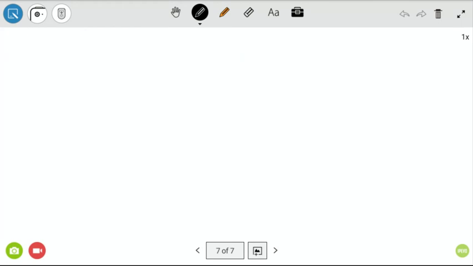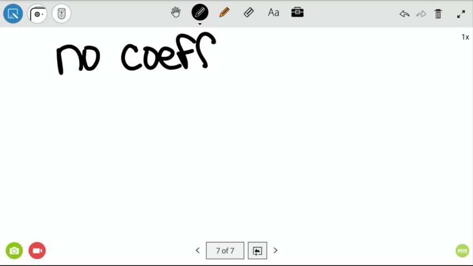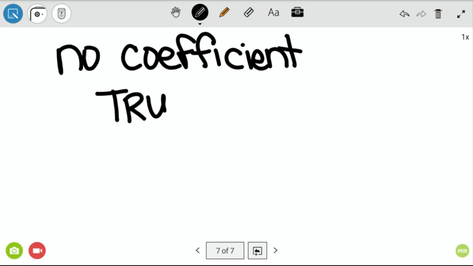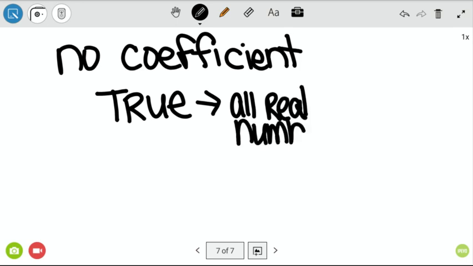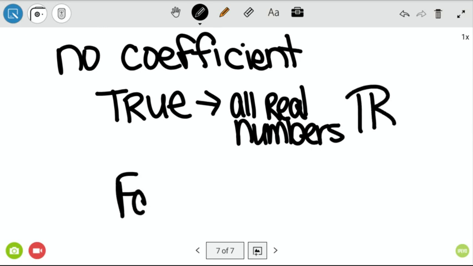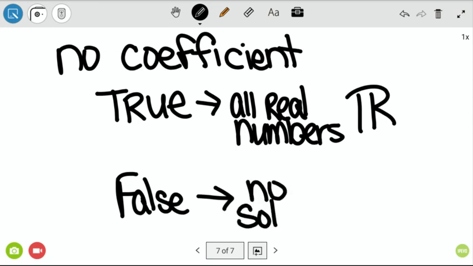So what we've learned: if you have no coefficient when you're solving, if all of the variables subtract to 0, and it is a true statement, we go with all real numbers, or instead of writing that out, if you want to use this symbol, that's okay. If you get to the end and it is a false statement, we say that it has no solution because nothing worked for it. And we use this symbol, a 0 with a slash. I don't care if you write it out or use the symbol.